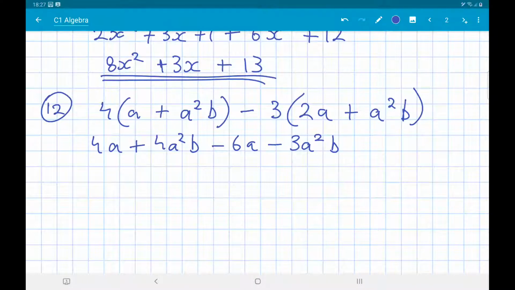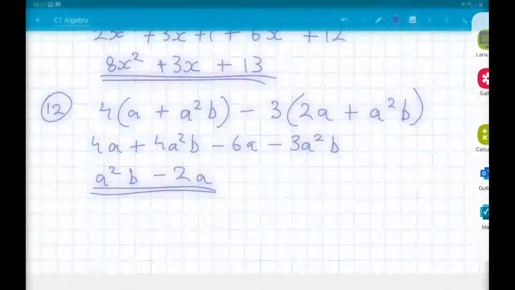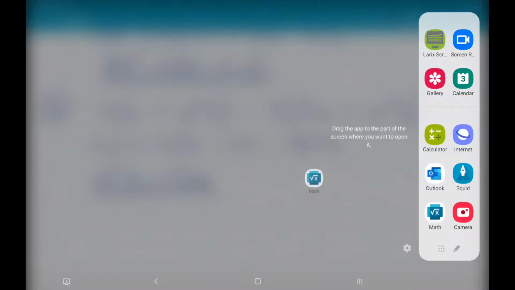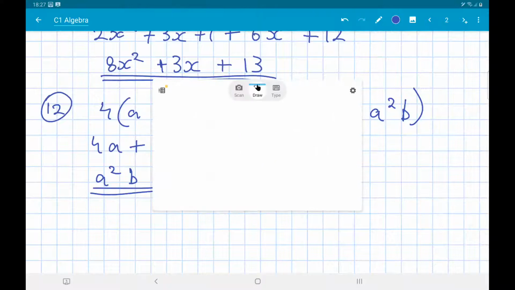Okay, cool. So we get 4. Right, I'm sort of solving it now. So it's a negative term. I'm going to go with that one first. So a squared b, because 4 minus 3 gives you a squared b. And you get minus 6, 4, which gives you minus 2a. Okay, and that will be the simplified answer. Right. Now, let's actually double check that answer.